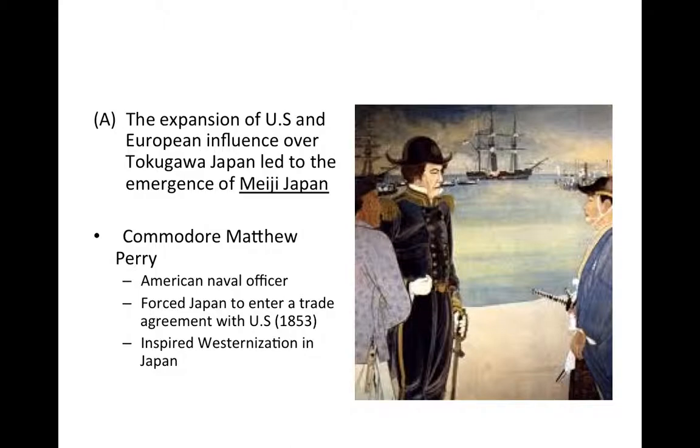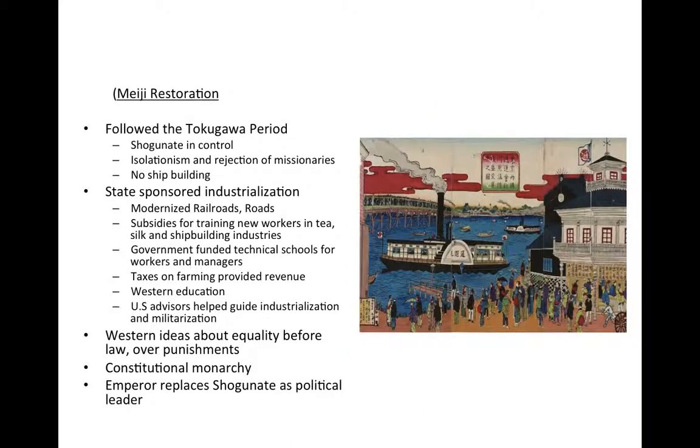I think we always remember Matthew Perry. He's the American commander, or political leader, who was the first American to enter into Japan. He opens that door in 1853 and begins the process of helping to westernize Japan. There's the Meiji Restoration. I'm still not sure how to pronounce that. Again, it follows the Tokugawa period. Remember, the shogunates were in control. The emperor was more of a figurehead.